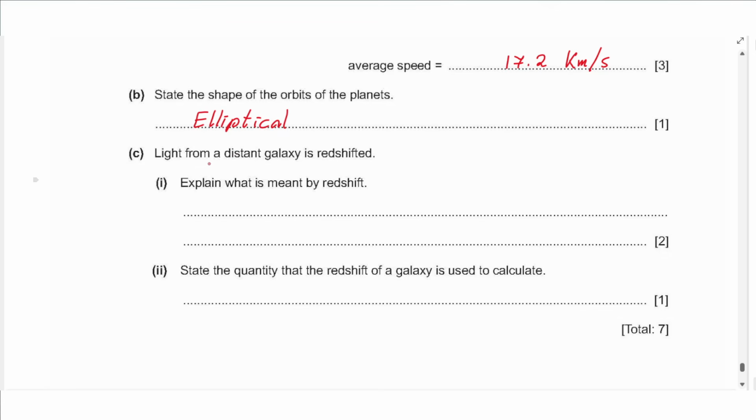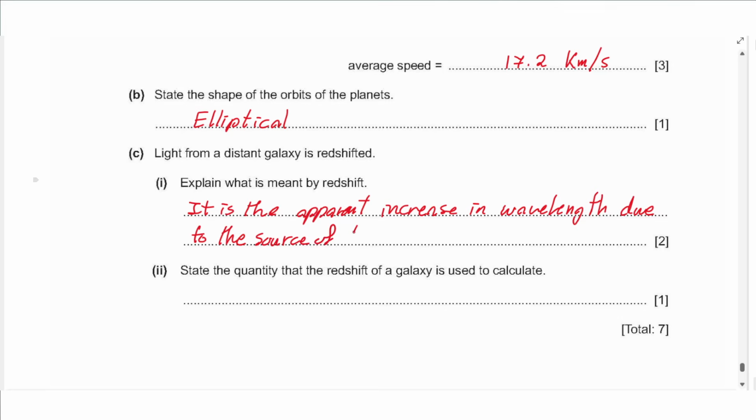Question C says, light from a distant galaxy is redshifted. Explain what is meant by a redshift. It is the apparent increase in wavelength, or we can say decrease in frequency due to the source of the light moving away from the observer. Double I state the quantity that the redshift of the galaxy is used to calculate. We use this to calculate the relative speed between the galaxy and the Earth.